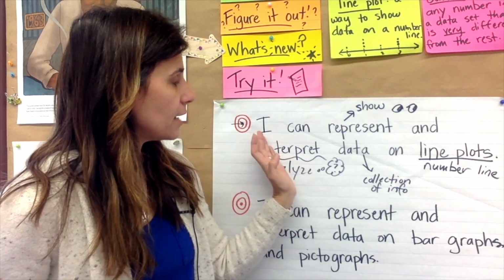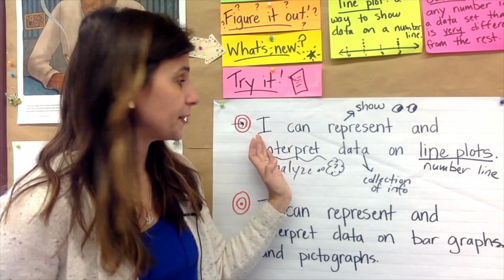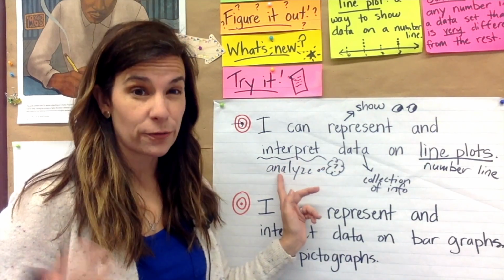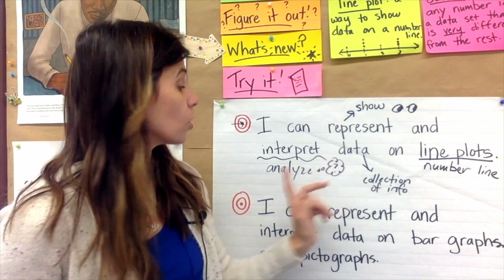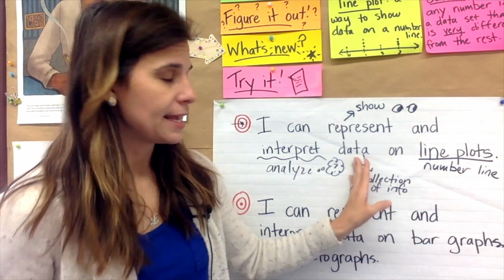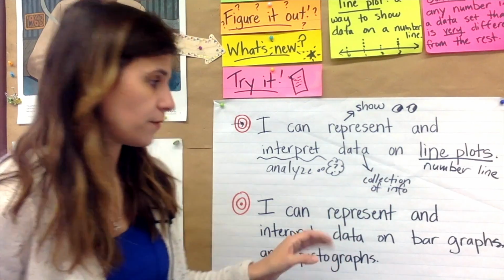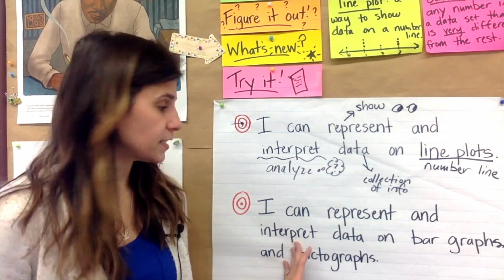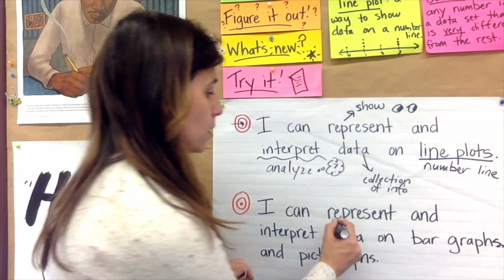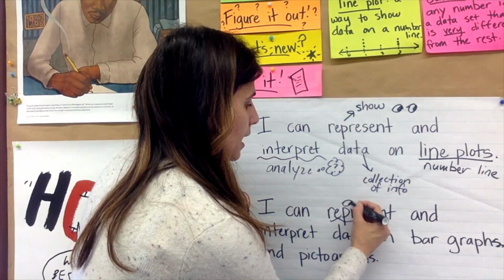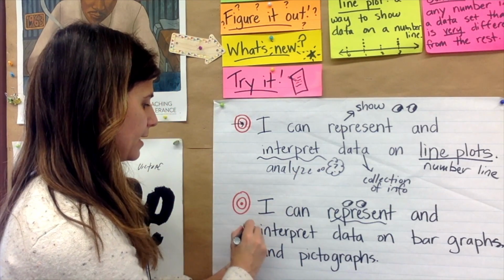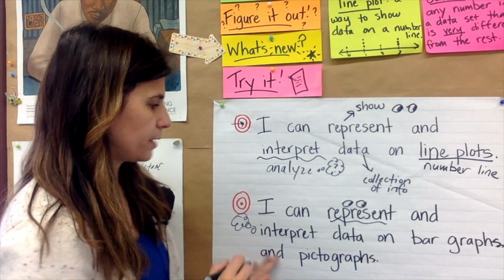Last time we did our learning target that said, I can represent, or show, and interpret, which is another word for analyze, data on line plots. So like a number line, and we learned that data is a collection of info. Well, our learning target for today is very similar. So I can represent, so I can show. So I'm gonna draw our eye so we can see it. And interpret, that's our analyze. We're thinking about what it means.